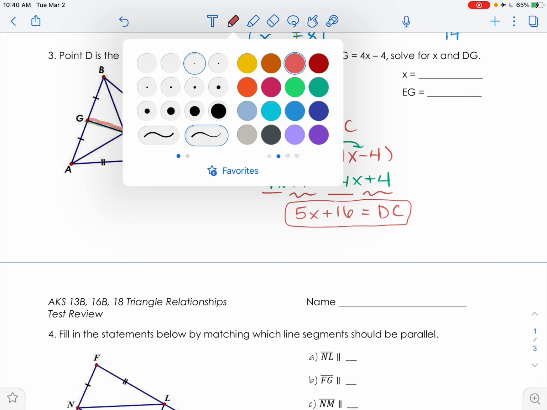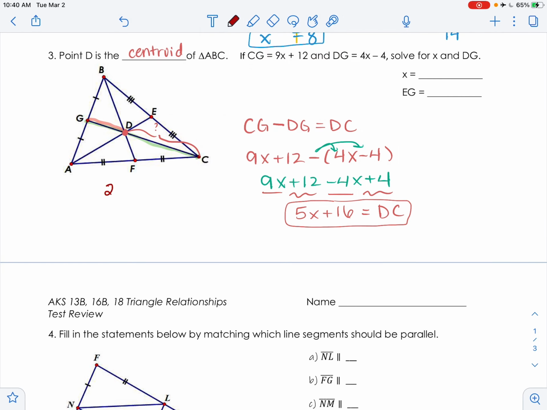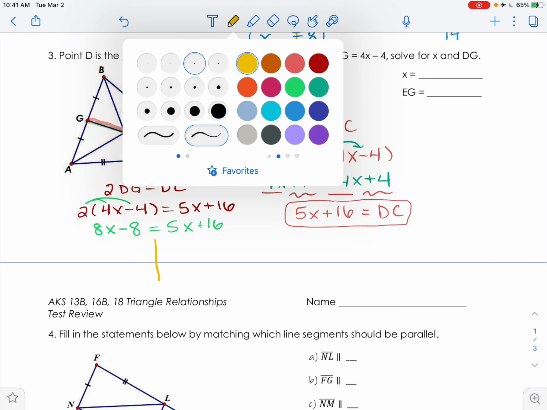The formula when we have a centroid is that 2 times the smaller piece, which is DG for us, equals the longer piece, DC. So now I'm going to plug in what I know. DG is 4x minus 4. And set it equal to DC, which is 5x plus 16. All right, I'm going to start by distributing the 2 because I want to get rid of the parentheses. 2 times 4x is 8x. And then 2 times negative 4 is negative 8. Equals 5x plus 16. I'm going to draw the line for my equal sign and start solving.